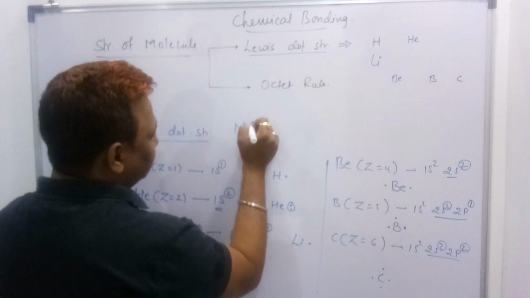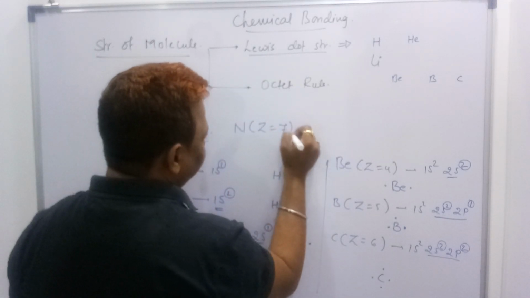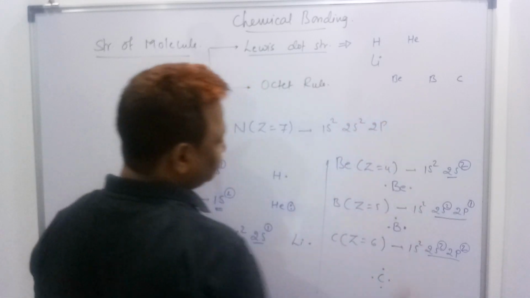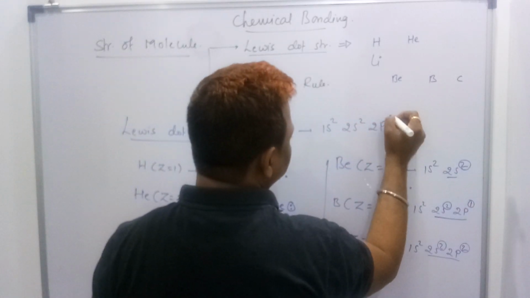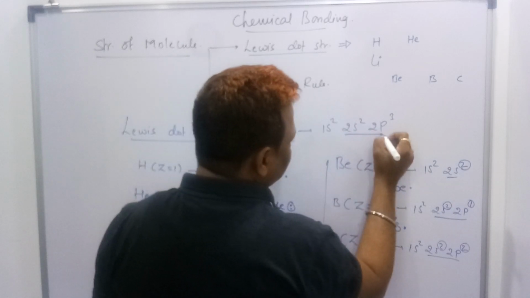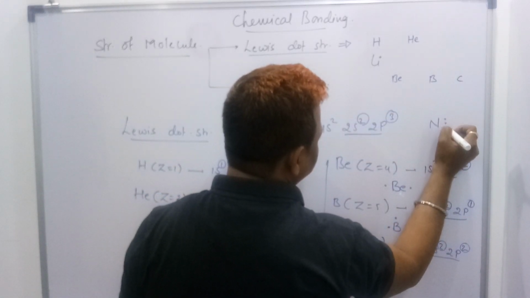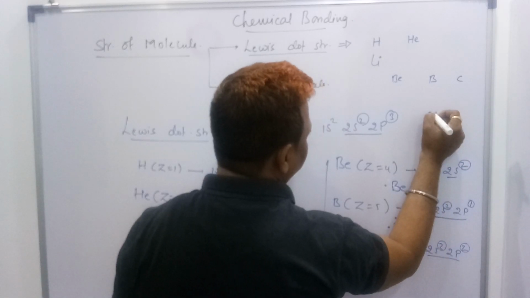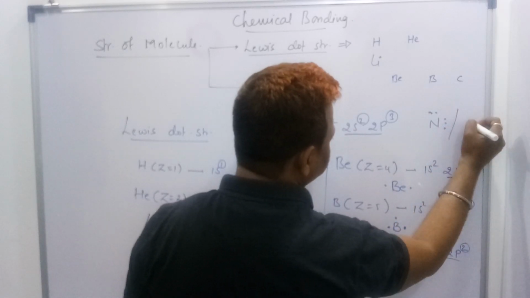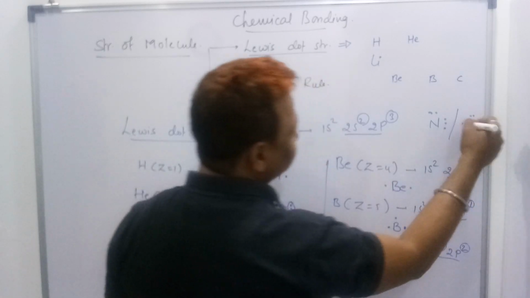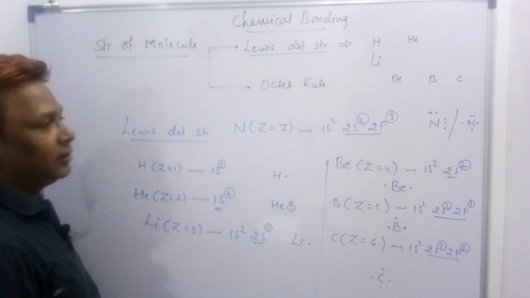Let us see nitrogen. Z is equal to 7. The configuration will come in the form of 1s2, 2s2 and 2p3. The total number of electrons in the valence shell is 3 plus 2, 5. That means these 5 electrons in nitrogen can be written in this way, 3 plus 2, 5. Actually we can write in this way also, 1, 2, 3, 4 and 5. Both ways can be used for nitrogen.